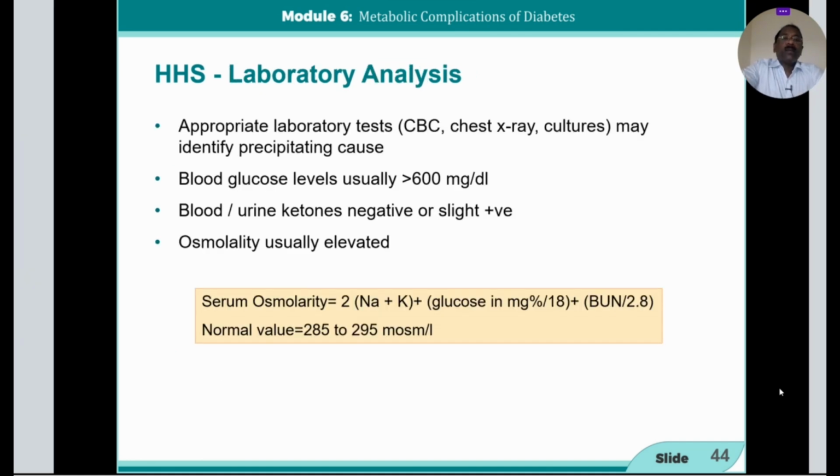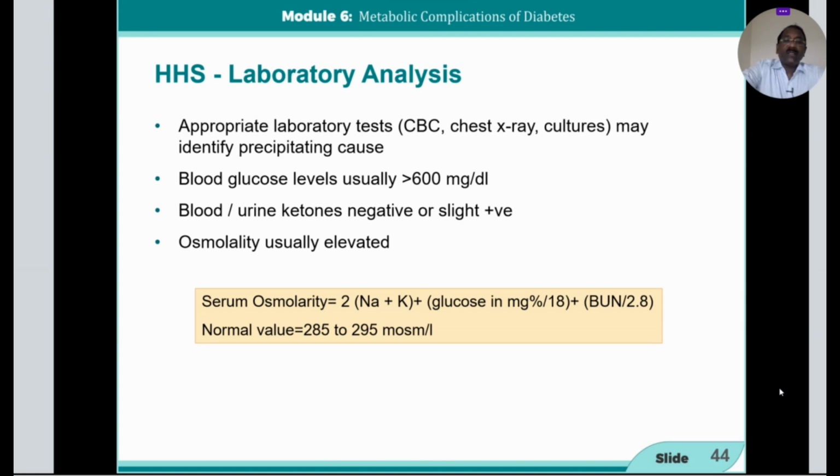Labs: CBC, chest X-ray, and cultures may identify the precipitating cause, which is usually, again, infection. Blood glucose is usually more than 600. Ketone bodies are usually negative or just slightly positive.